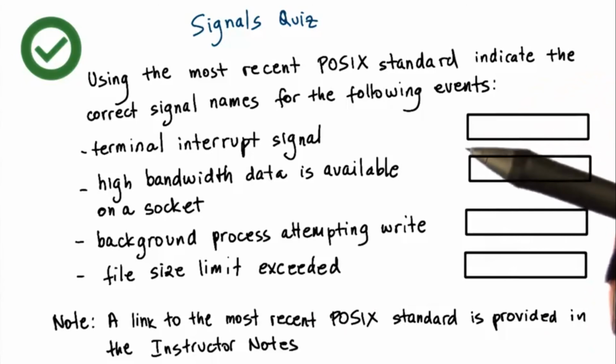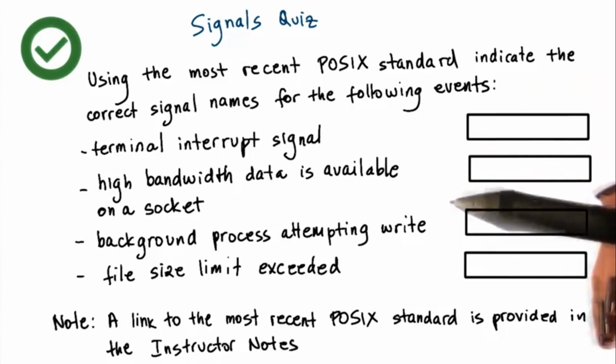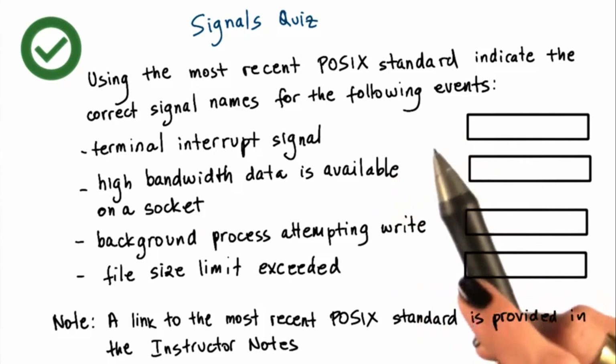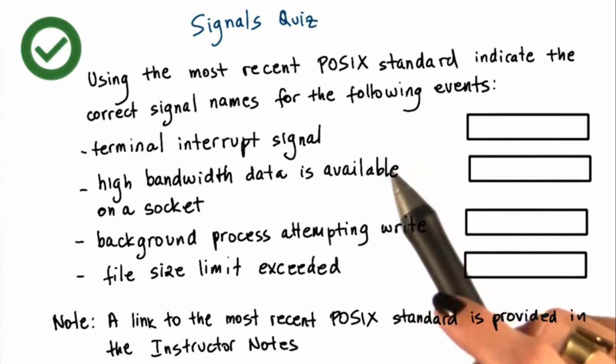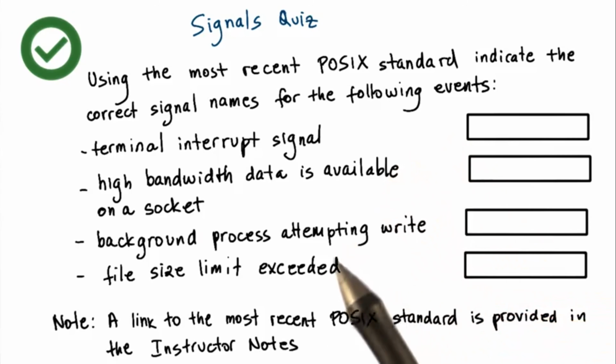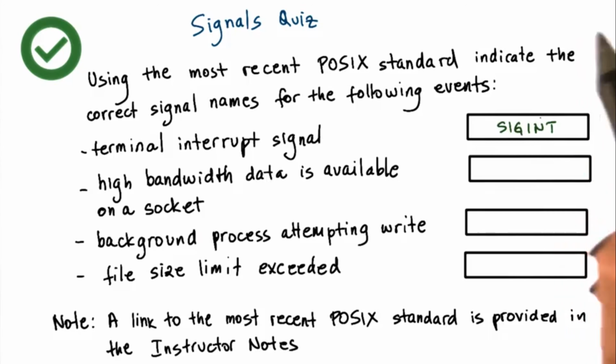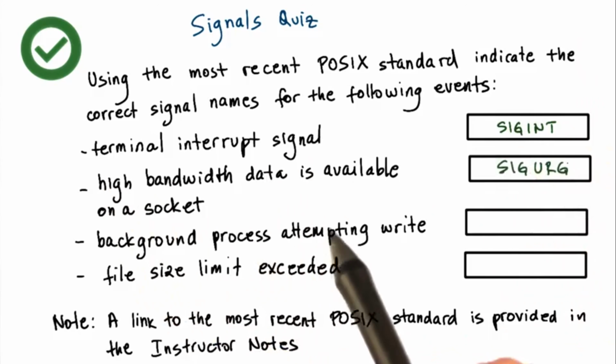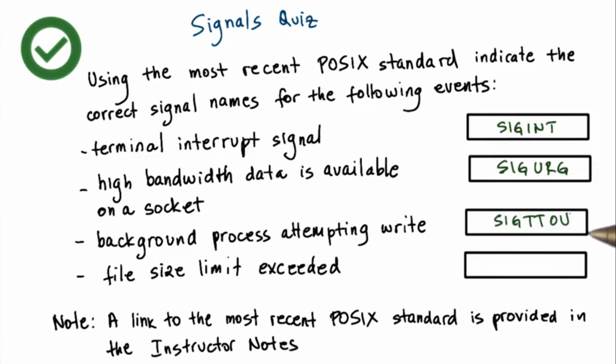So hopefully you found the link for the signal.h header file. On that reference page, you will find a table describing the signals and their default actions and descriptions. If you did not find that page, try searching for signal.h online. Using that information as a reference, you can see that the terminal interrupt signal is SIGINT. For high bandwidth data is available at a socket, SIGURG is used. For background process attempting write, SIGTTOU. And for file size limit exceeded, SIGXFSZ. So now next time you need a signal reference, you will know where to look.